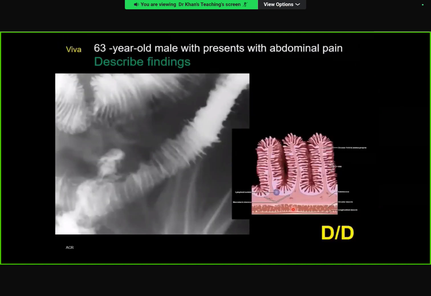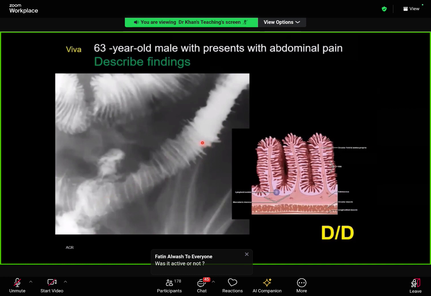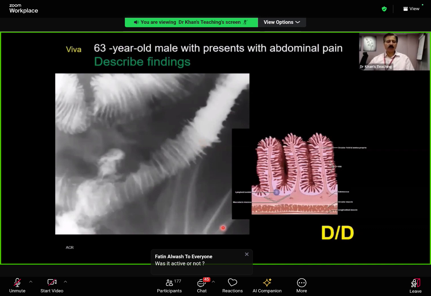Okay, this is your last film. Now, this is a spot film of a barium meal follow-through. I just want you to describe if there is mucosal thickening or not. Over to you. Yes, there is a mucosal thickening. Can you describe radiological findings? How will you describe in the exam?